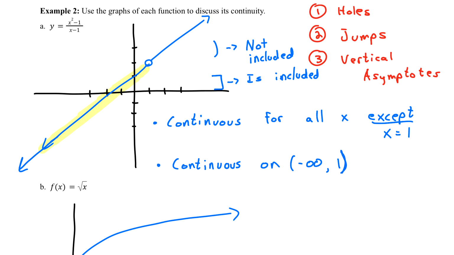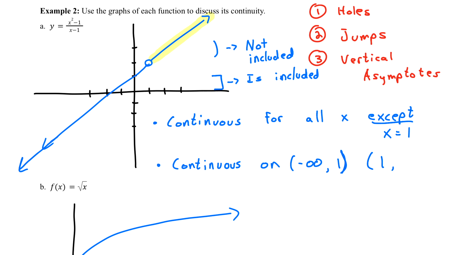But that's only part of where it's continuous. It's actually only half of it. I still need to talk about the right-hand side as well. So it's continuous everywhere to the right of that hole as well. So if I wanted to give a left endpoint, well, it's starting right here at 1.